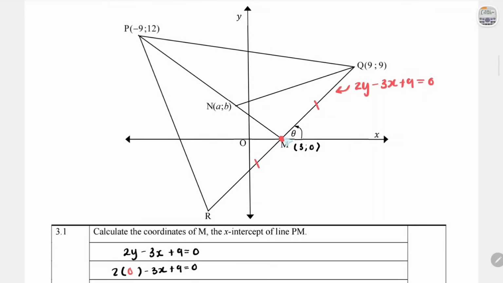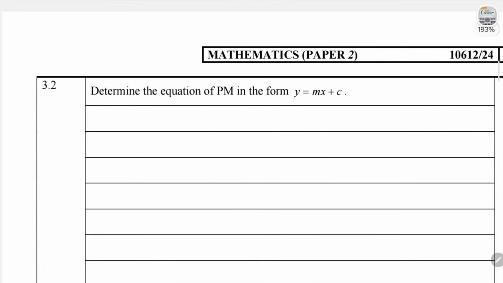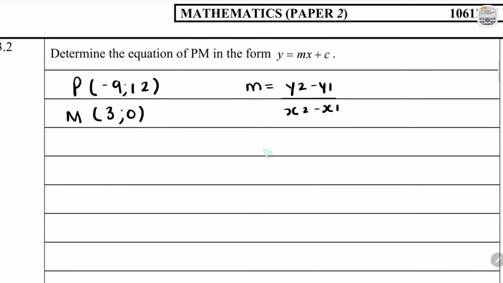So we would need the gradient first, and then we can substitute 1 point on that graph. So let's write down the coordinates of P and M, and then we're going to find the gradient. So here's the formula for gradient. Okay, and we're going to say y2 minus y1. You can take the second minus the first, or you can just say top minus bottom.